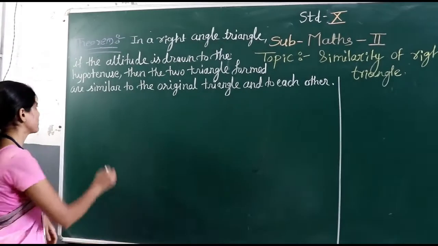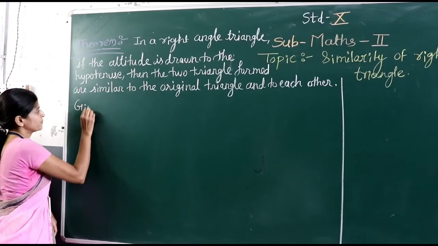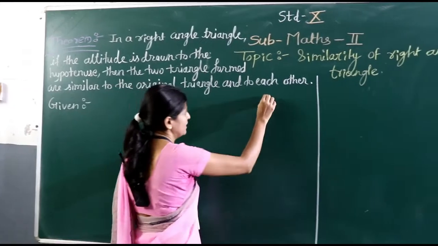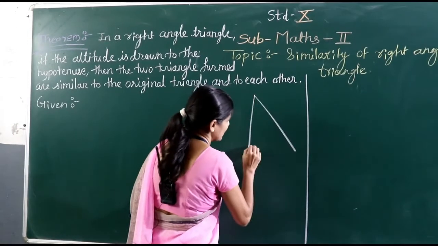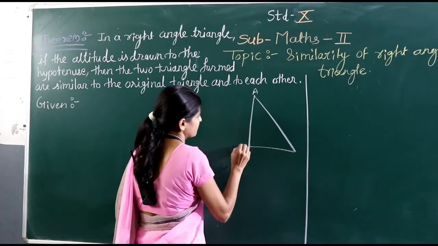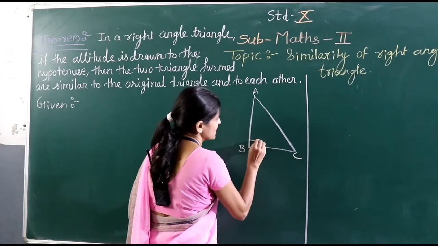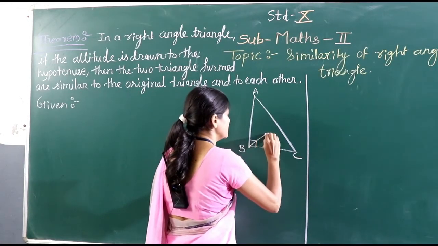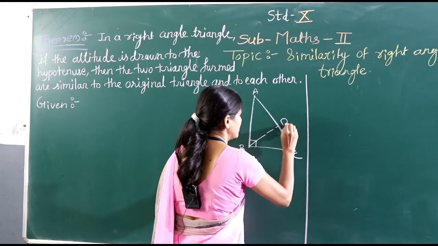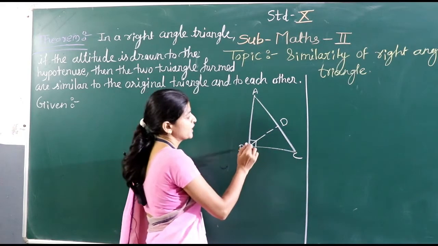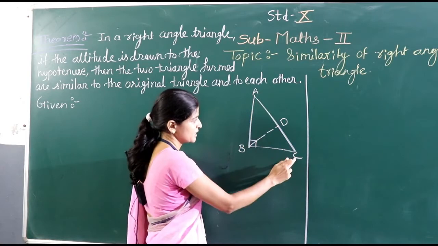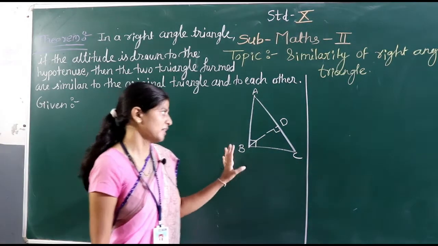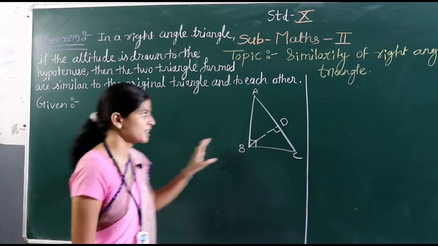So what is the given of the statement? First we consider the right angle triangle, that is triangle ABC, in which angle B is 90 degrees, and we draw the altitude from angle B at point D. We draw the altitude from point B on AC, naming it D, and an altitude is always perpendicular. That's why we put the right angle sign here.